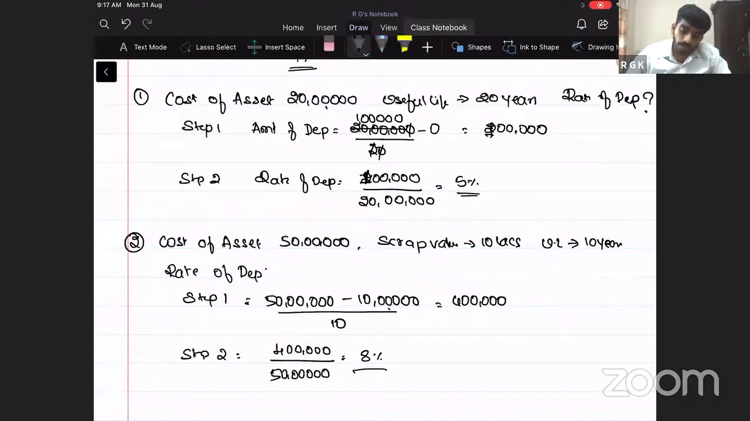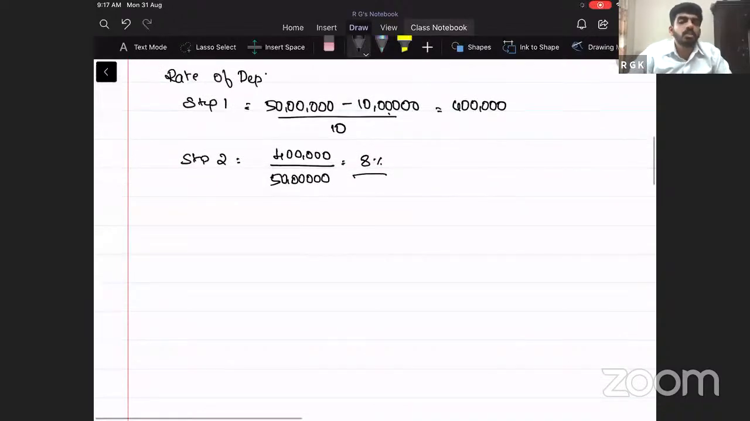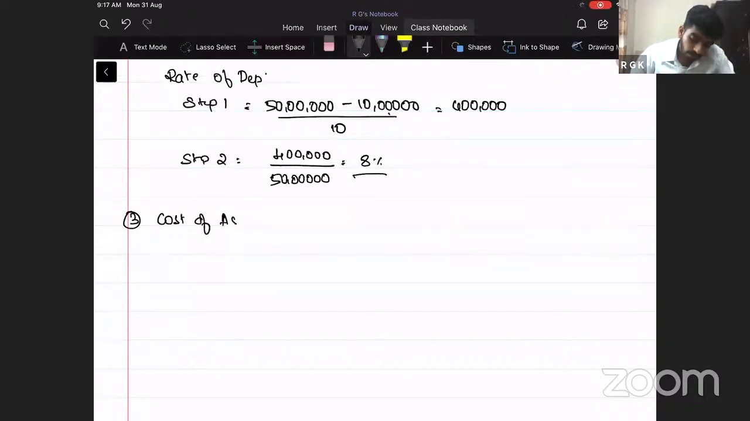Next one, case number 3. I'm just explaining the concept which I have given in the formulas using cases. That's it. Case number 3. Cost of asset 25,000.